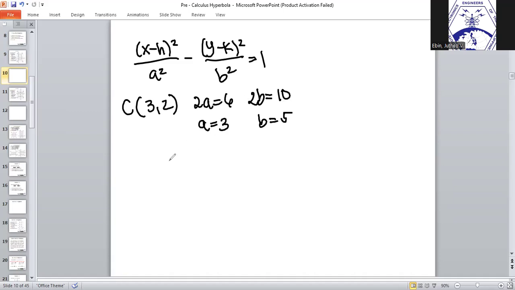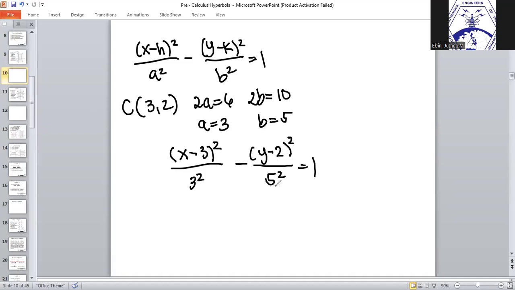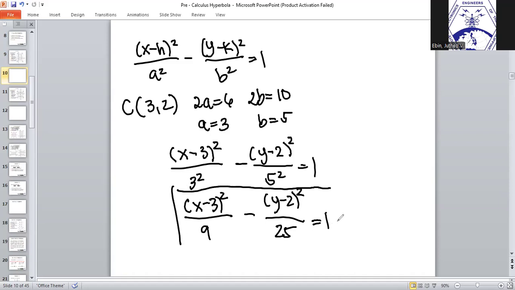Substitute dito sa ating standard form, we have (x minus 3) squared over 3 squared minus (y minus k) squared, at y minus k, ang k natin ay 2. So (y minus 2) squared all over 5 squared equals 1. Simplifying the denominator, (x minus 3) squared over 9 minus (y minus 2) squared over 25 equals 1. So ito na ngayon yung standard equation.